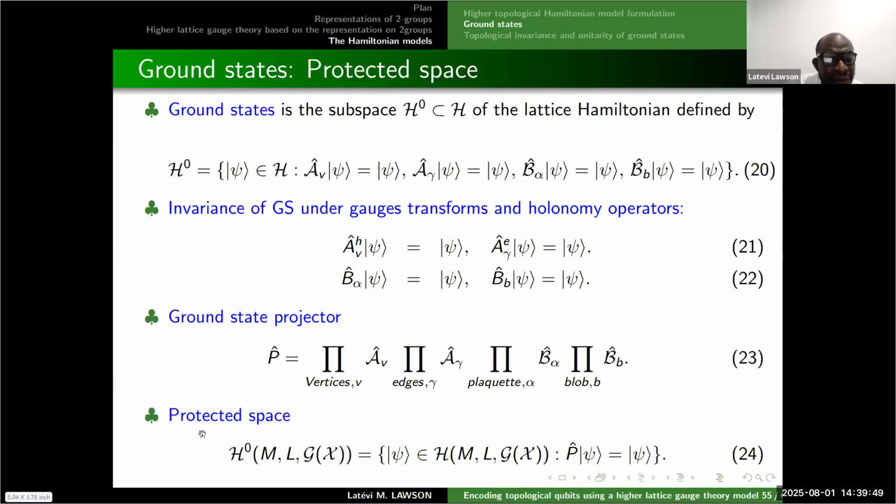And finally, we define the protected space where the information is encoded. You can see that this ground state projector also leaves the ground state invariant. It's what we are looking for in this representation. It's what we call encoding the information, by relation 24.